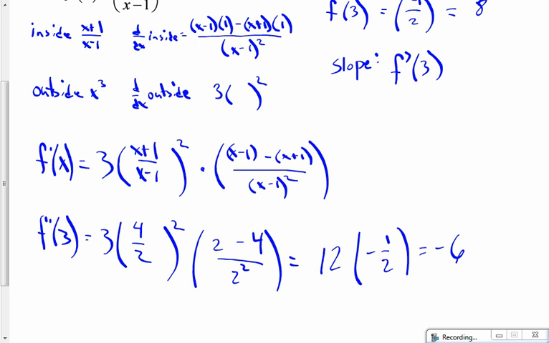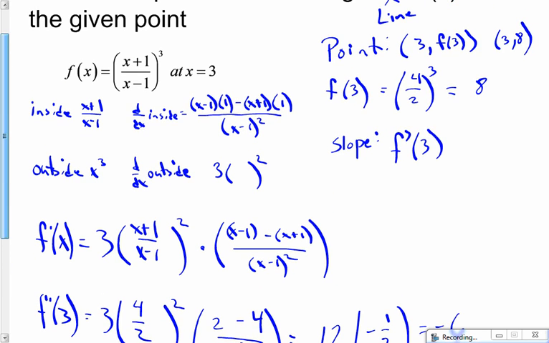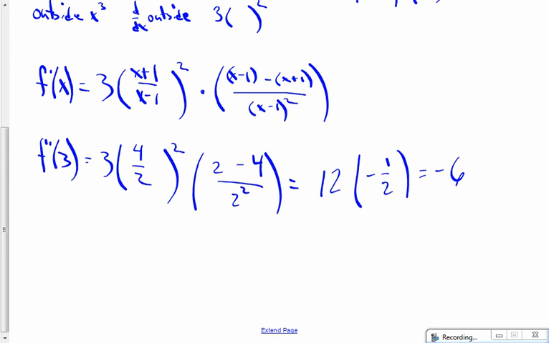Does that look right? I did that kind of fast. I did it before and got a different answer. Will somebody check and make sure you get the same thing? Looks good. I had to check my work the first time I did it. I got a different answer. Okay. So we have a point. The point is 3 comma 8. The slope is negative 6. How do we write the equation for a tangent right now?